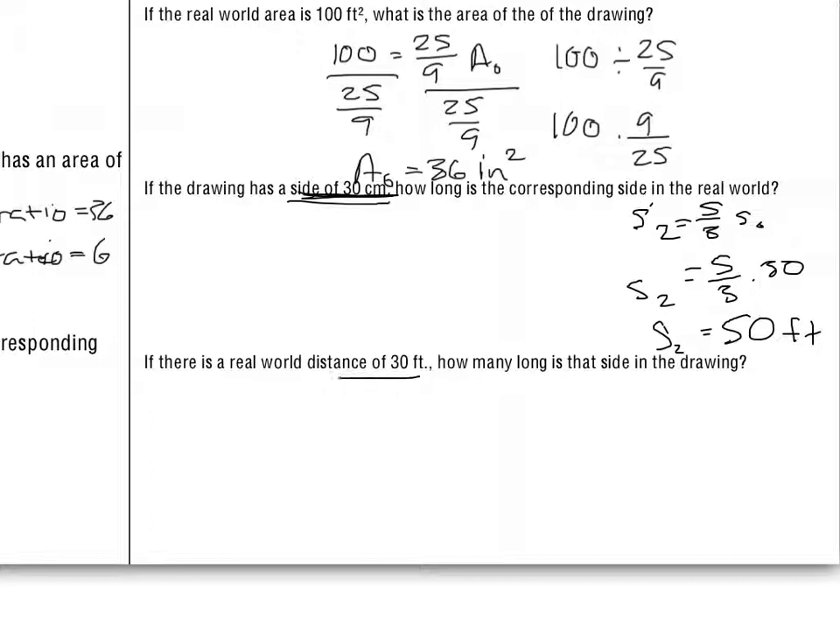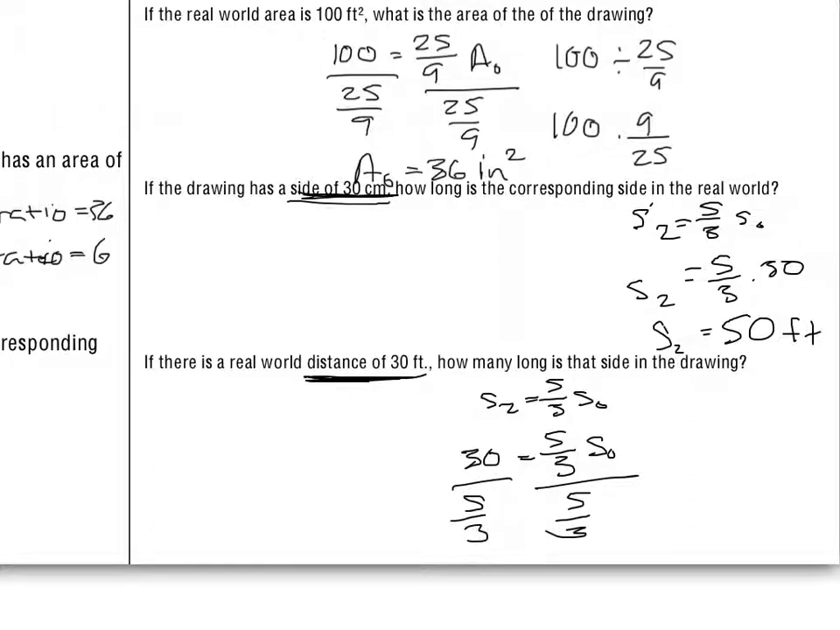If there is a real world distance of 30 feet, so now we're looking at a distance, again, this is not an area, so we're talking about length of sides here. Side 2 is equal to 5 thirds side of the drawing. The real world distance is 30, so that's going to go in for my S2. 5 thirds times, we don't know what it is in the drawing, divide by 5 thirds. So we get 30 divided by 5 thirds, which is the same thing as 30 times 3 over 5. And that's going to give us that S naught is equal to 18. And this is in the drawing, so 18 inches.